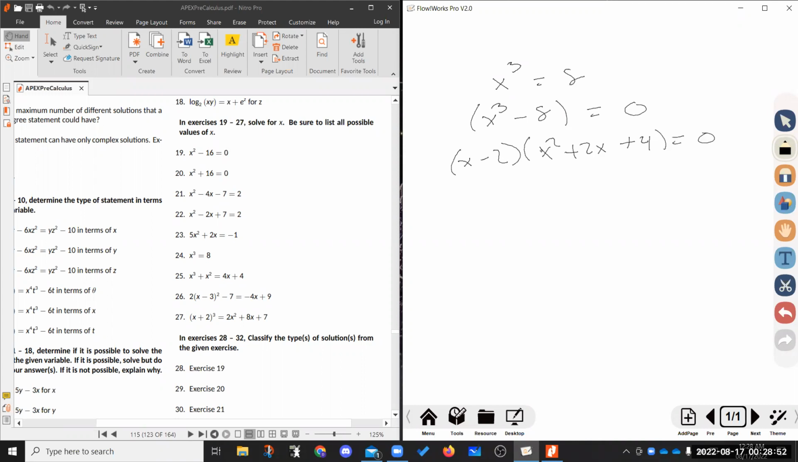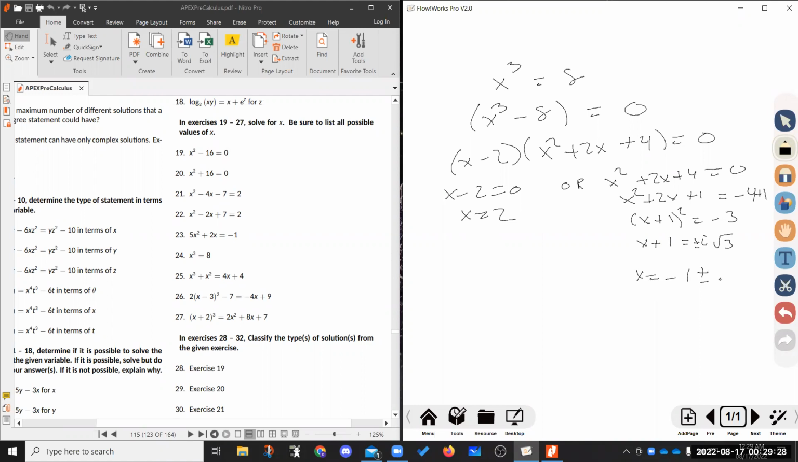It's easy enough to see that the answer 2 would work, but what about this other part? We know x minus 2 equals 0, or x squared plus 2x plus 4 equals 0. We forget about that part lots of times. So we're going to say x squared plus 2x is equal to negative 4. Half of this number squared is 1. So we get x plus 1 quantity squared is equal to negative 3. x plus 1 equals plus or minus i root 3. x is equal to negative 1 plus or minus i root 3.